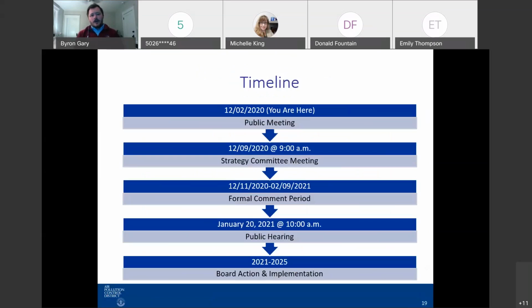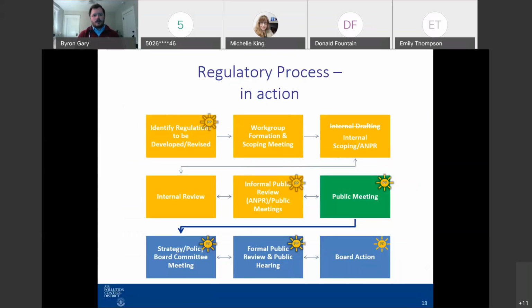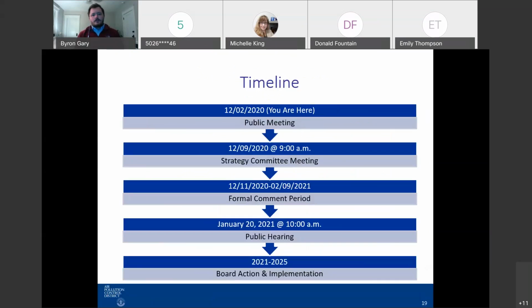Just as far as the timeline for what happens after this, today is the public meeting, that green box here. So there are sort of three steps left here before any rule can be formally adopted. The next step is to bring our recommendation for what we believe should be officially proposed to the strategy committee next week. That is a public meeting that will happen next Wednesday at 9 a.m. Instructions for attending that meeting are in our docket. I'll put up that information where you can find that in a minute.